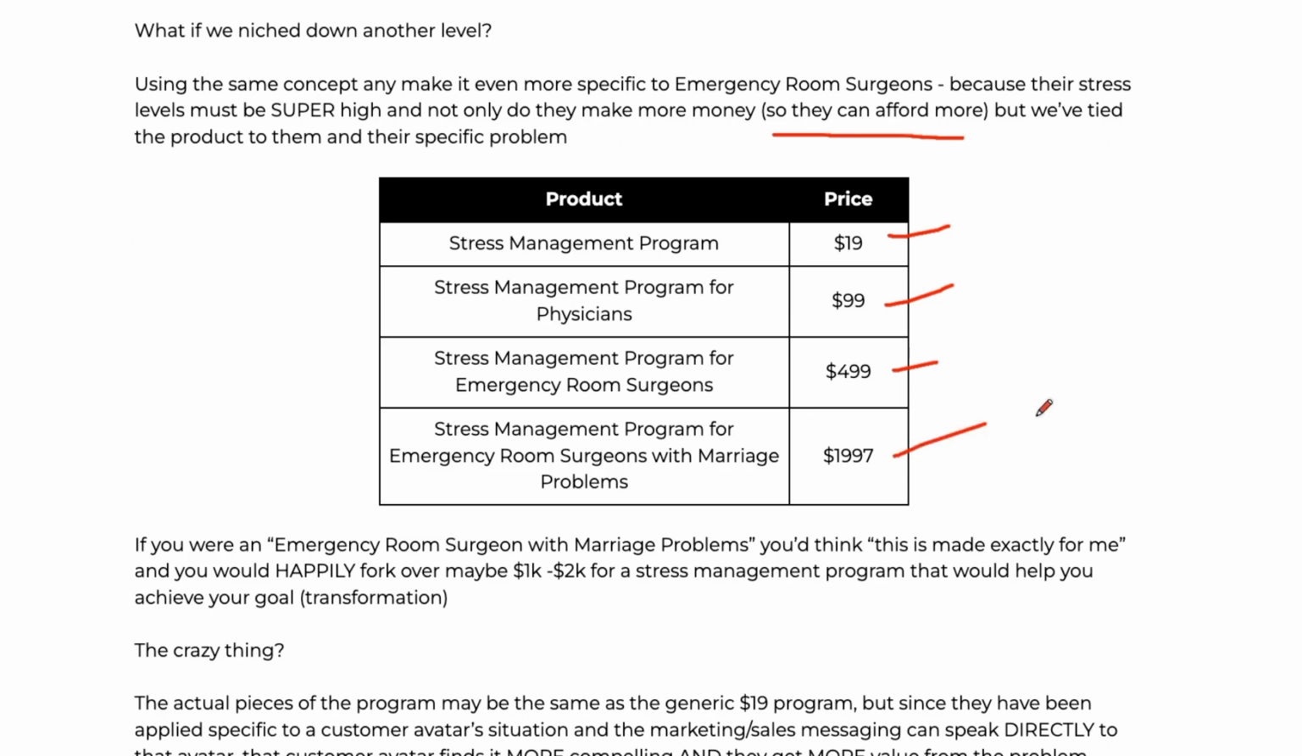And so all of a sudden, if you were an emergency room surgeon with marriage problems, you'd think, man, this product is made exactly for me. And you would happily fork over $1,000, $2,000 for a stress management program that would help you achieve your goal and your transformation.